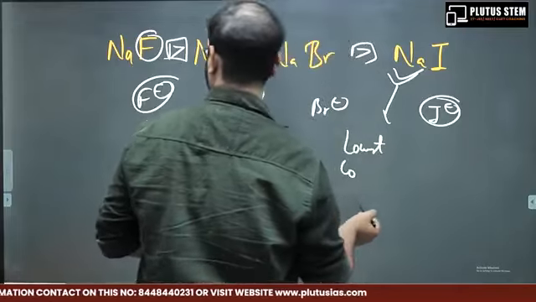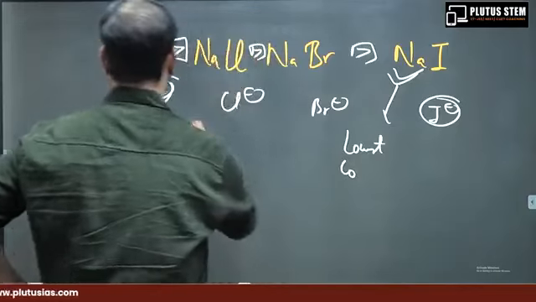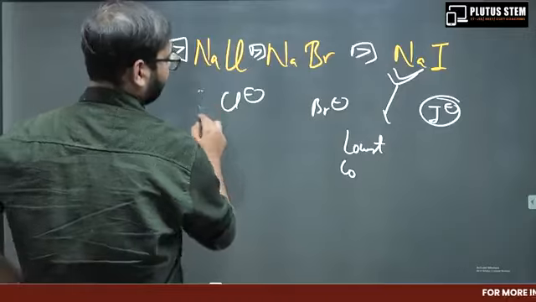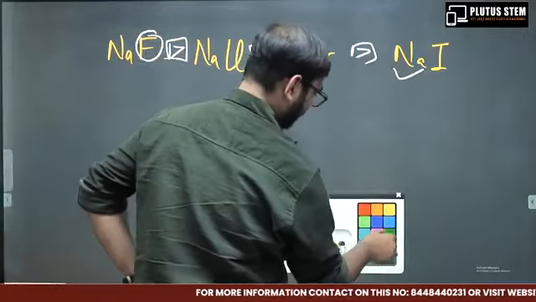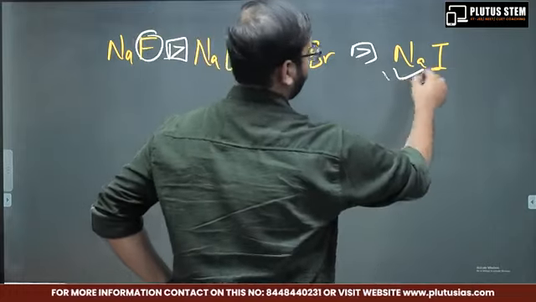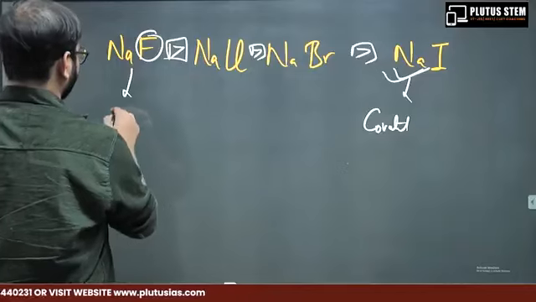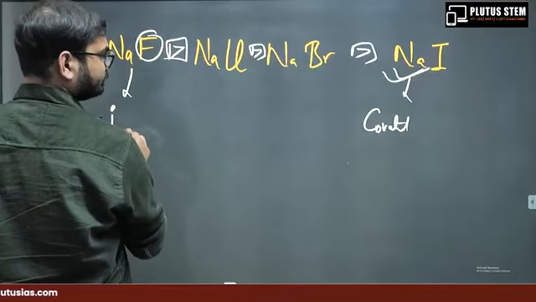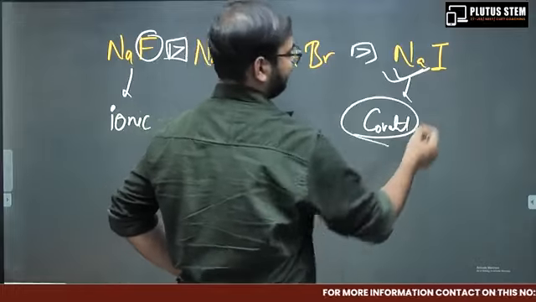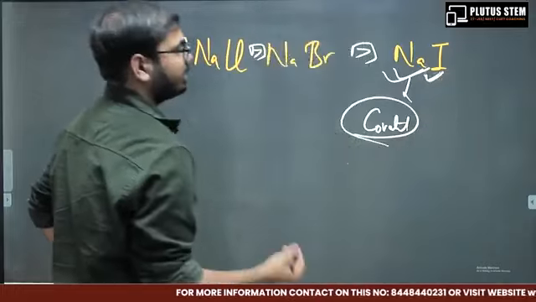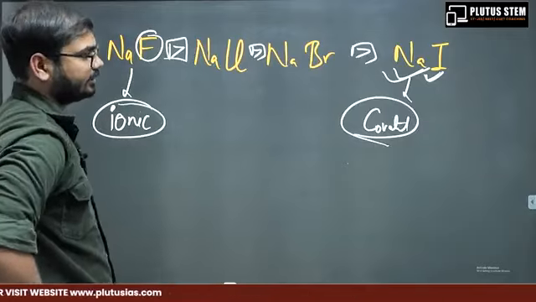Sorry, I have made it opposite. In this case, it is most difficult to distort the electron cloud, so this will be ionic in nature. And this will be covalent, because it is the easiest to distort the electron cloud of the iodide ion, and this is for your ionic.